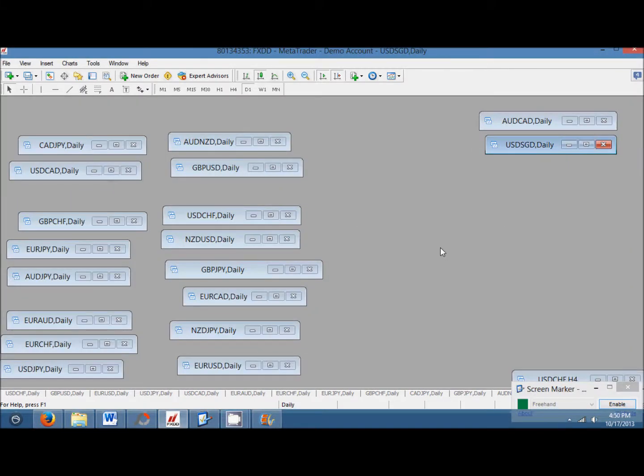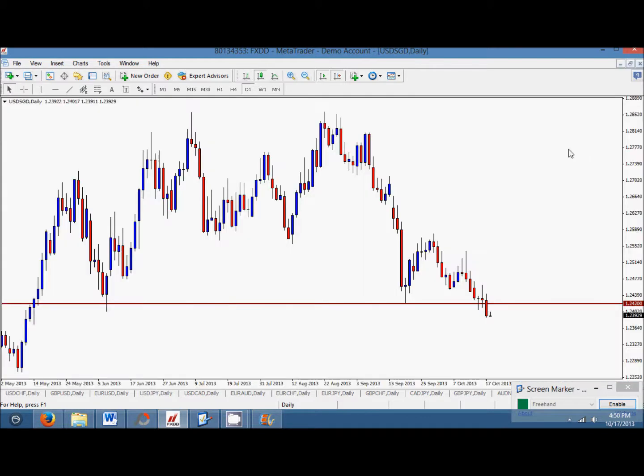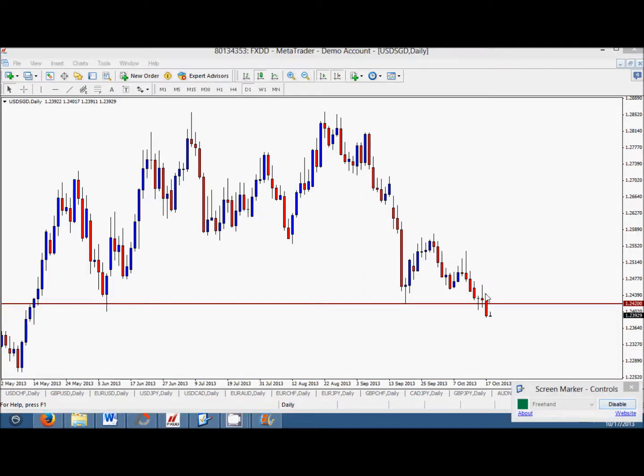The last currency pair we're going to be looking at is a US dollar, Singapore dollar on the daily chart. What I want to take a look at on this chart is this bearish bar right here that formed yesterday and how it has broken this strong resistance zone right here.